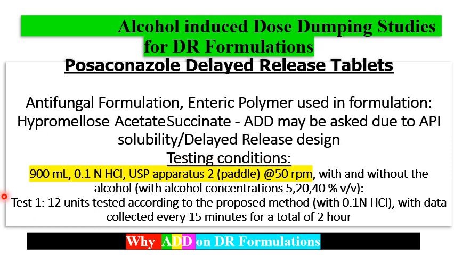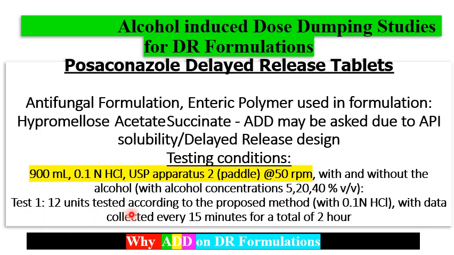The testing conditions are 900 ml 0.1 normal HCl, USP apparatus 2, that is the paddle apparatus, at 50 rpm with and without alcohol. Without alcohol, dissolution is performed only in 0.1 normal HCl, and with alcohol, the concentrations of alcohol to be taken are 5%, 20% and 40%. These alcohol concentrations are as per USP or US guidelines. Instead of this, we can go for European requirements also.